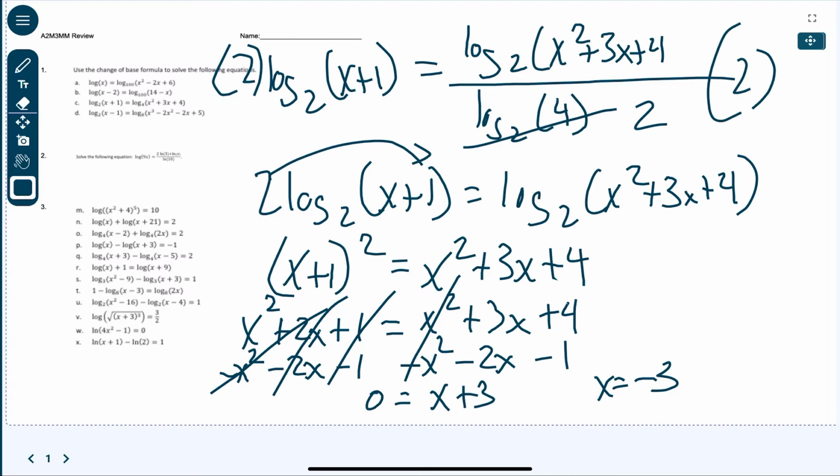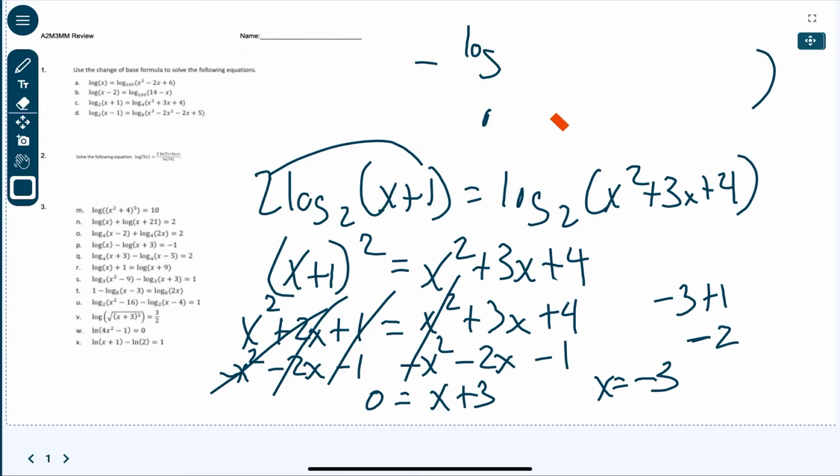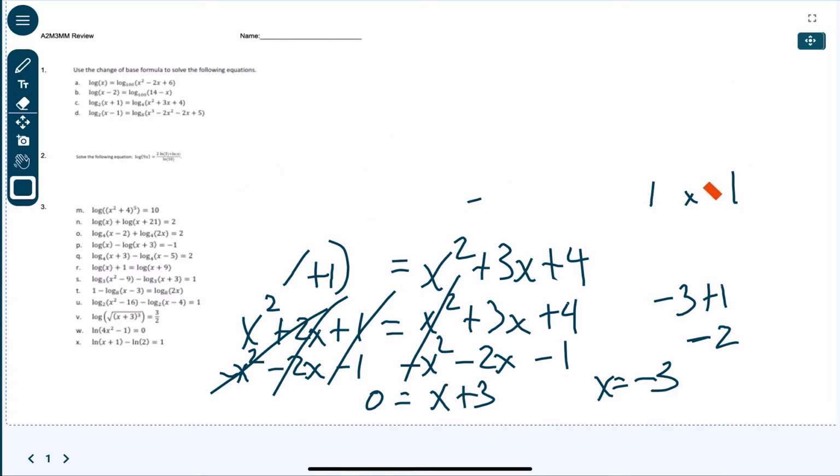Okay, now let's check and see if that works. And it does not, because -3 plus 1 is going to leave me with a -2, and we cannot log this negative here. That does not work. So there is no solution for C. All that work just to say no solution. And that's the way it works sometimes.